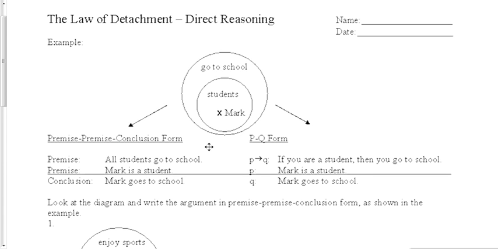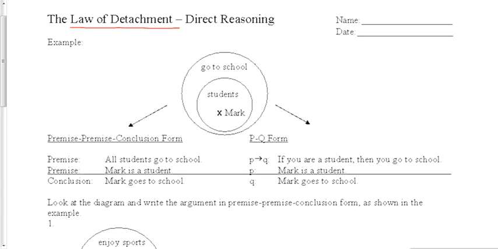This is our first lesson on reasoning. There are three laws that we will be discussing when it comes to reasoning. And the first law that we're going to discuss is the law of detachment, which is also called direct reasoning. The words you're actually going to have to recognize are law of detachment.